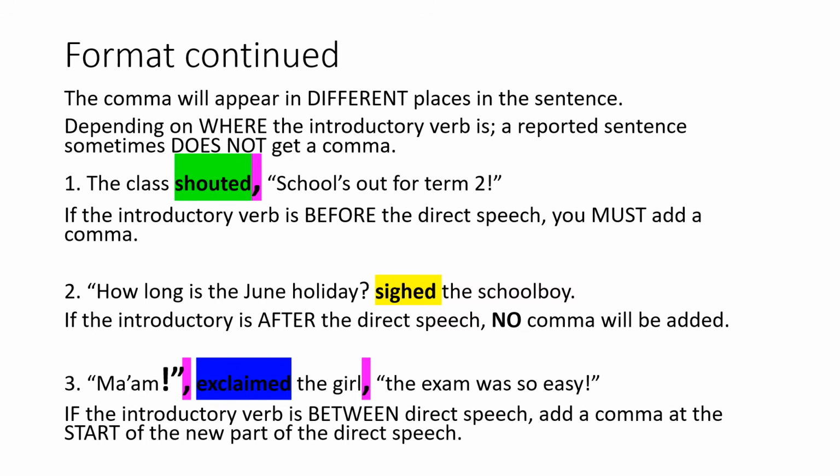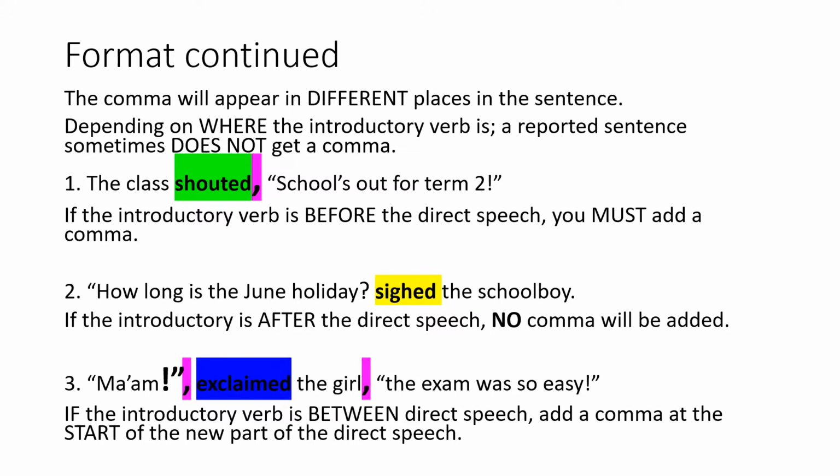Format continued. The comma will appear in different places in the sentence depending on where the introductory verb is. A reported sentence sometimes does not get a comma. Let me show you what I mean. Number 1, the class shouted, comma, "School's out for term 2." If the introductory verb is before the direct speech, you must add a comma.